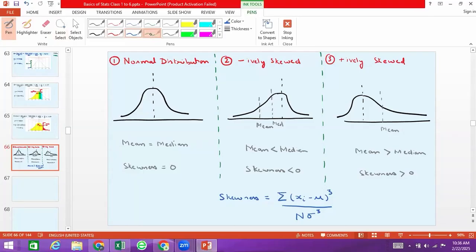Although the one thing that we need to remember is that it will be equal to 0 for a normal distribution. If it is greater than 0, then it is positively skewed. If this value is less than 0, then we call it negatively skewed data.